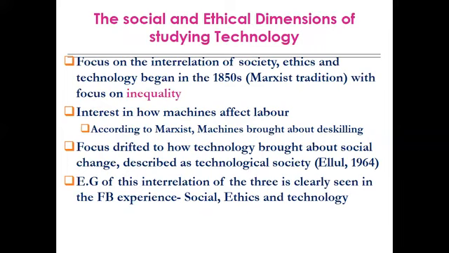So the focus on the interrelation of society, ethics, and technology began in the 1850s. This is when someone began to pay attention to the interrelation of society, ethics, and technology. Someone began to see that there was some element of these going on, and that was because Marx was paying attention to inequality.